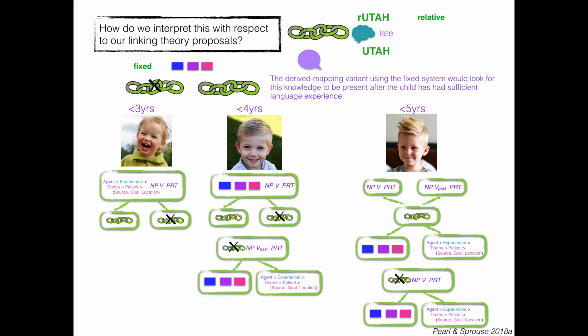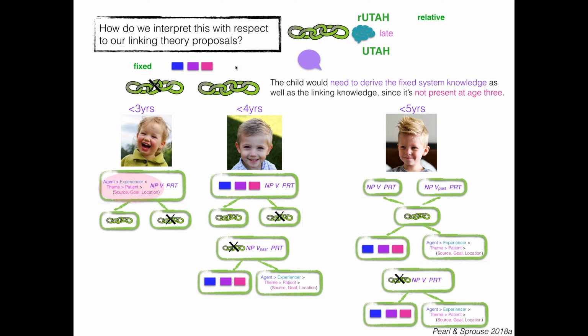All right, so those are our innate theories. What about our derived theories? So we have our fixed representation, and so the derived mapping variant of this one would look for this knowledge to be present after the child has had sufficient language experience. So no link and then link, right? But you always kind of want to have that fixed representation. And same problem, right? You don't have it at 3, so you're going to have to derive not only the link, but also the fixed representation, right? And maybe you can do that, but that's like an extra piece, to derive that fixed representation at 4, and then you could derive the link at the same time or thereafter, right? But you don't have it at 3. So you need to derive that fixed system.